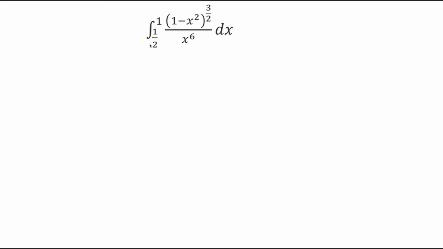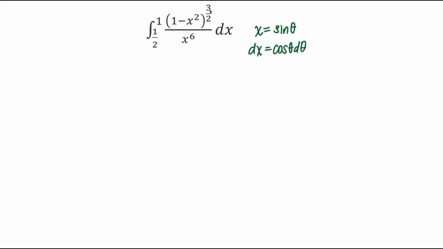Now let's work on a definite integral involving trig sub. The integral from 1/2 to 1 of the quantity (1 minus x squared) to the 3/2 over x to the 6 dx. We do have an a squared minus x squared, where a is 1. And even though it's not written as a radical, it can be written as a radical, this exponent of 3 over 2. So our substitution is going to look like x equals 1 sine theta, then dx is cosine theta d theta.